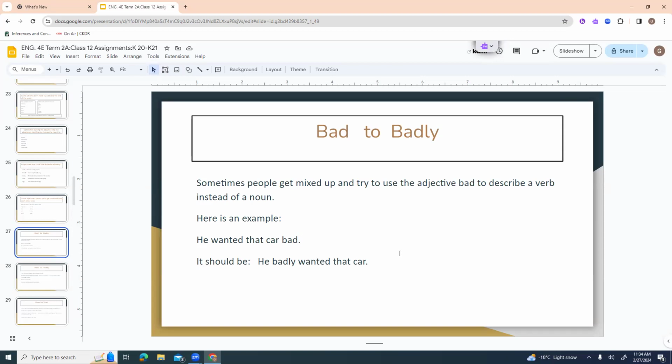Sometimes people will get mixed up and they will try to use the adjective bad to describe a verb instead of describing a noun. So here's an example. He wanted that car bad, right? Bad is describing his wanting, but bad can't describe an action. It has to describe a thing. It should be he badly wanted that car.